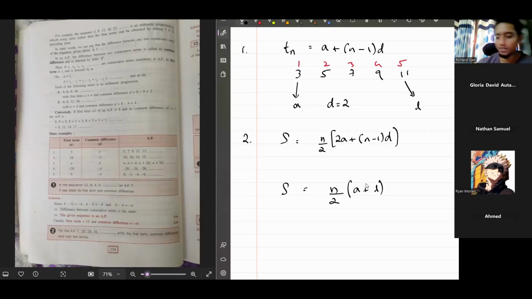Okay, so both have different uses. In the first formula, if you have D, you will use that. In the second formula, if you have L, you will use this. D and L are the variables that make them both different. All right, so these are all the formulas. Substitute them to find whatever is given.